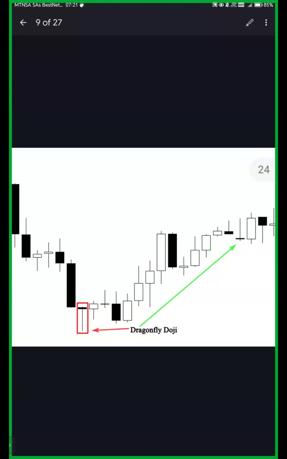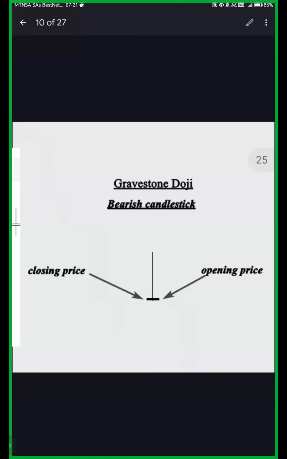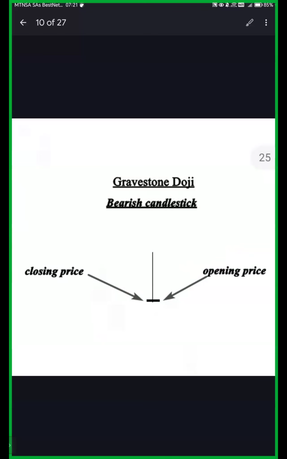Okay, yes. So let's go to another doji candlestick, which is this one over here. This one is called a gravestone doji. It signifies a market reversal signal to the downside. In simple terms, this is the opposite version of a dragonfly doji.